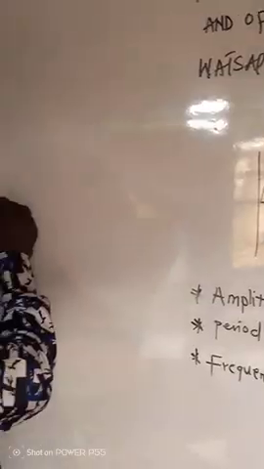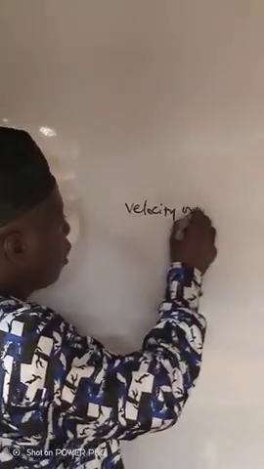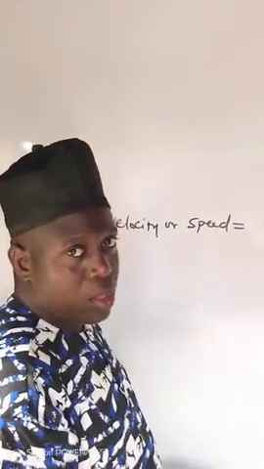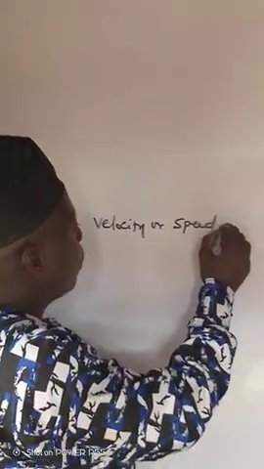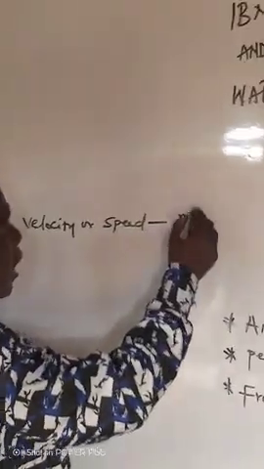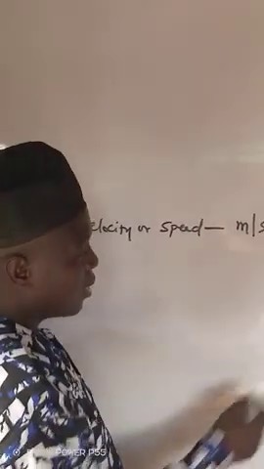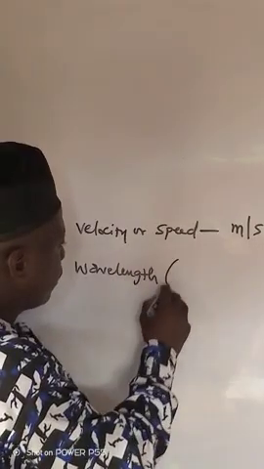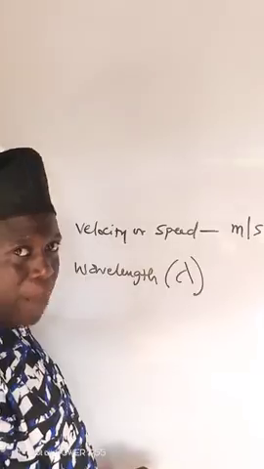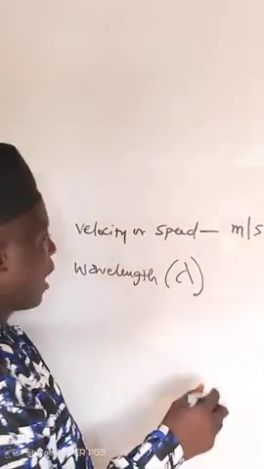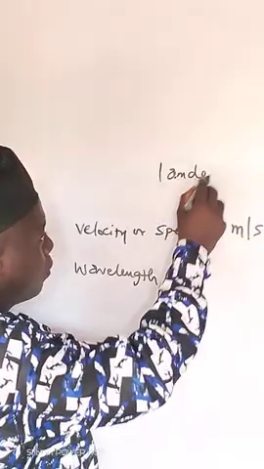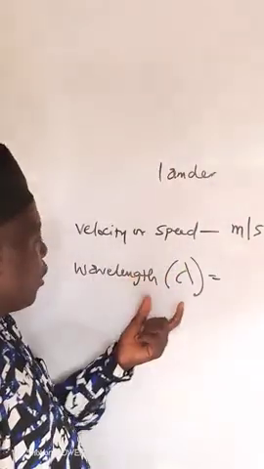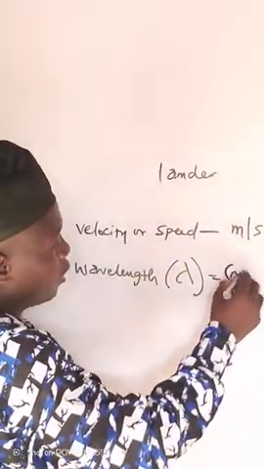Another thing here is velocity or speed. It is measured in meter per second. Another thing here is wavelength. The symbol of wavelength is lambda. The unit of the wavelength is meter. It is measured in meter.